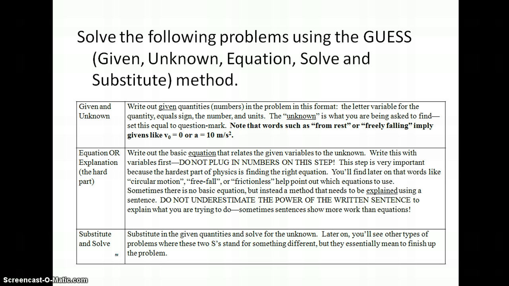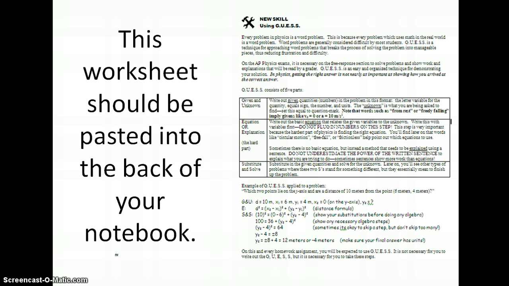All right, and then you've seen the GUESS method. We gave you some examples of those, but here it is written out. You should have this worksheet or skill sheet pasted into the back of your notebook so that you can reference it at any time. The reason why we go through GUESS is so that when you get to AP Physics or AP Chem, you have a way to do your free response problems and you're used to that and you can get full points on those problems. And yes, we'll eventually be trying to do some of those.